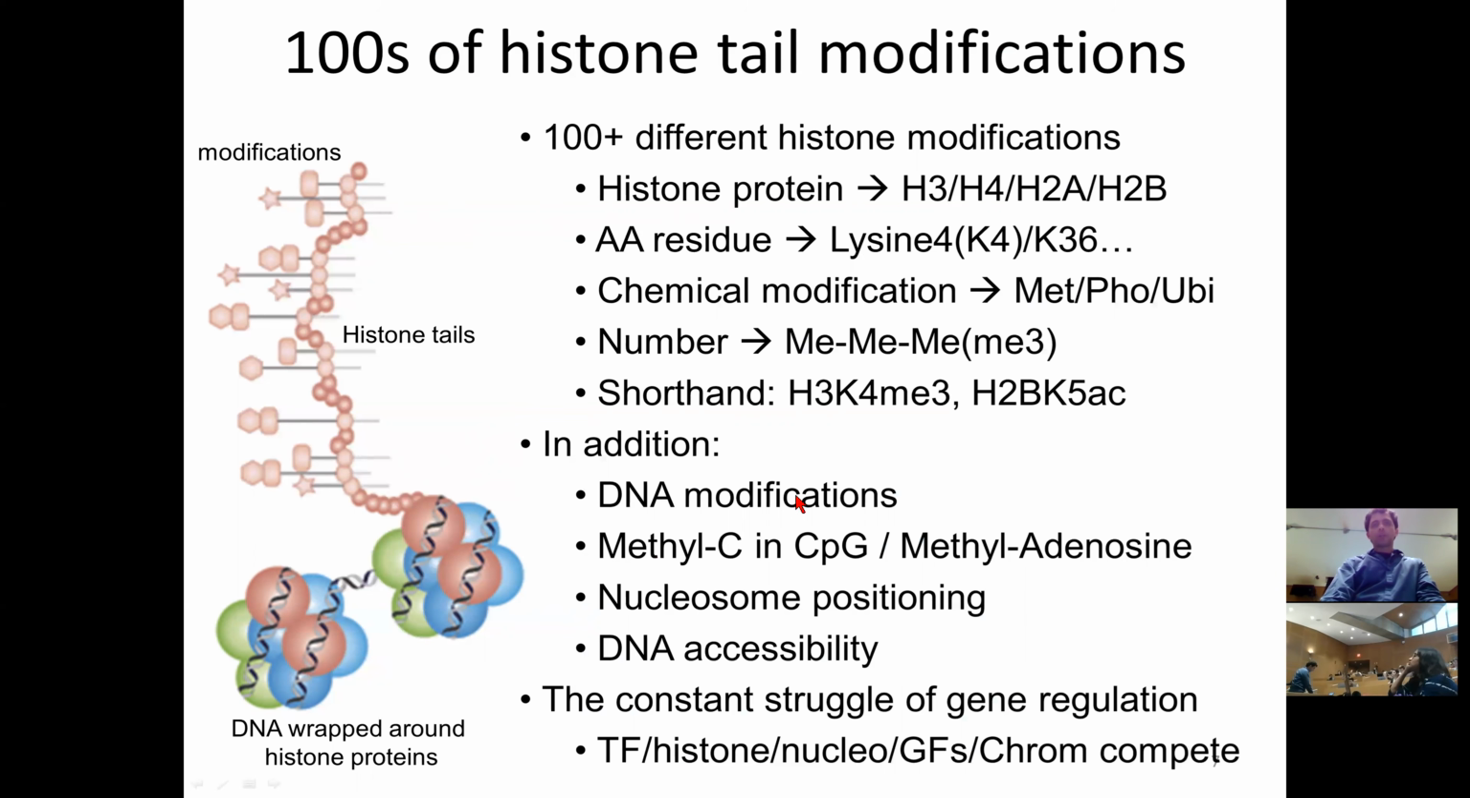So again, we talked about this. And then the way to think about this is this constant struggle of gene regulation. Basically, transcription factors are fighting to occupy the chromatin, and then histones are pushing back. And then these general factors, chromatin compaction and all of that, is constantly competing to access the DNA. And every time one of them lets loose, the other one sort of takes over and so on and so forth. So it's this constant back and forth between these different processes.